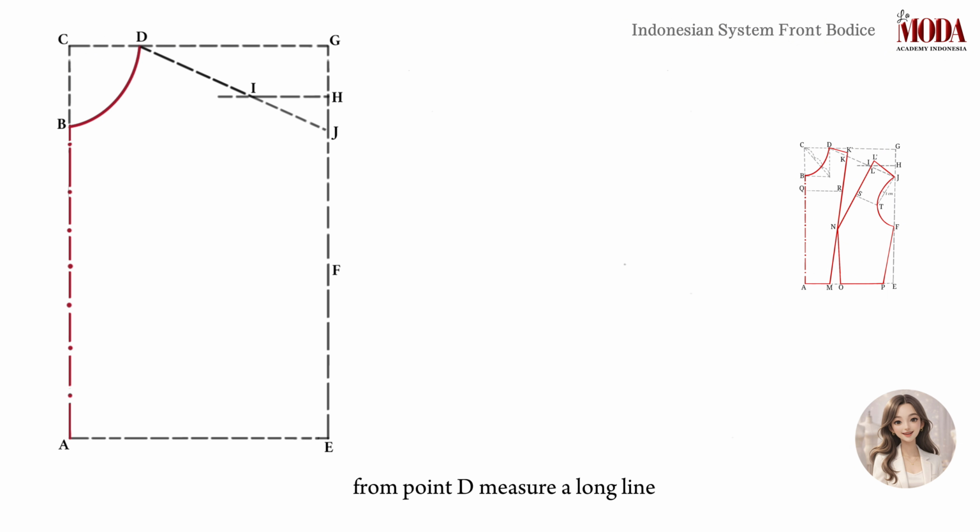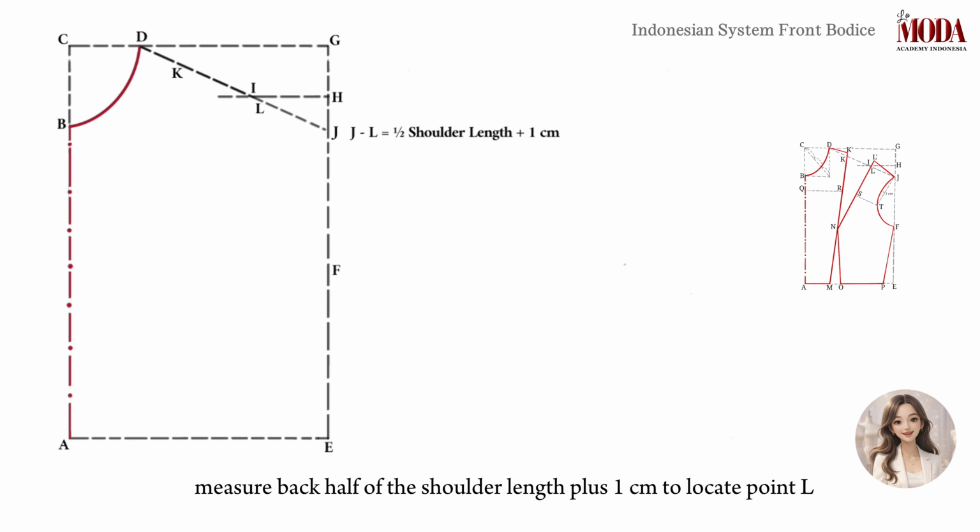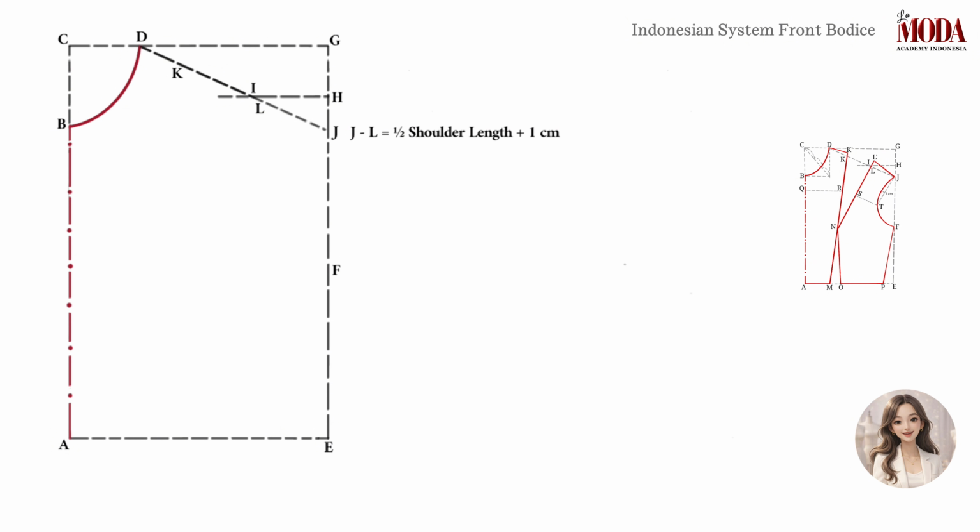From point D, measure a long line DJ, half of the shoulder length, minus 1 centimeter, to locate point K. From point J, measure back half of the shoulder length, plus 1 centimeter, to locate point L. For now, we'll leave this part as it is. We'll continue and refine it later after the waist dart has been fully constructed.